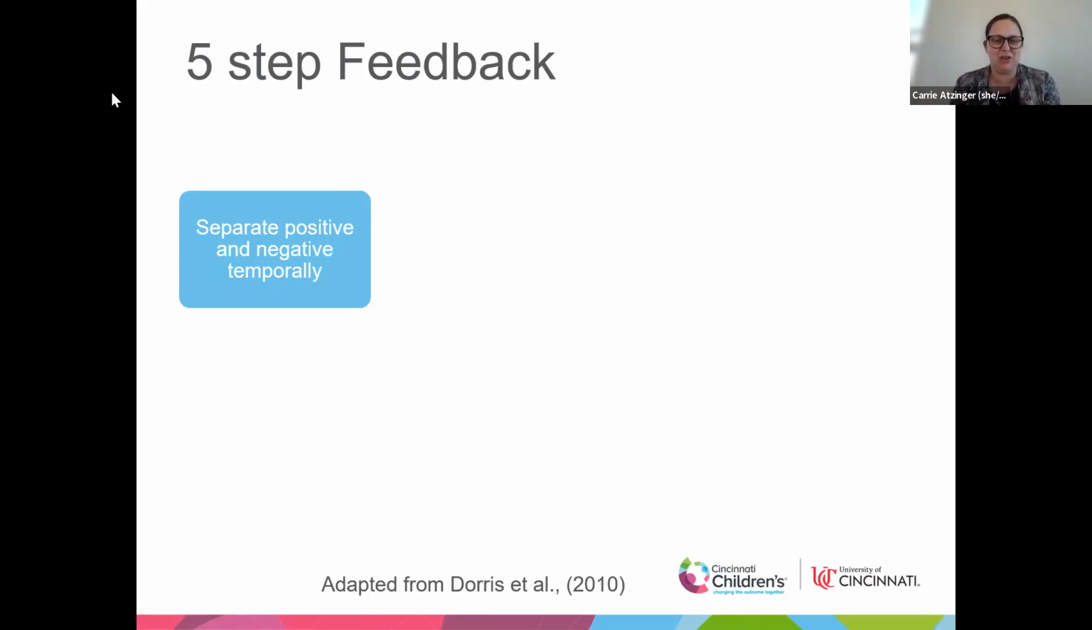That seems a little strange. It's usually not as comfortable for people initially as a supervisor, but it does avoid that problem of people skipping past the positive or skipping past the constructive feedback to only focus on one or the other because you're giving them separately in time.